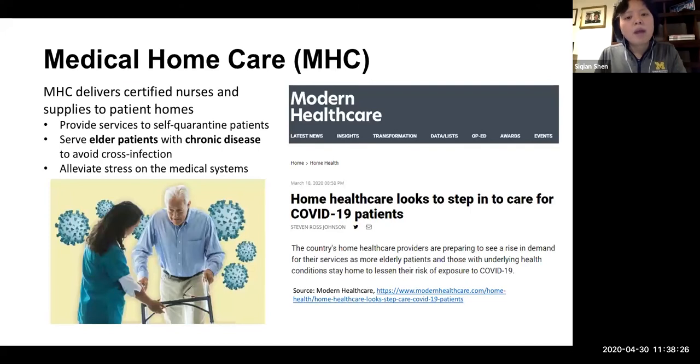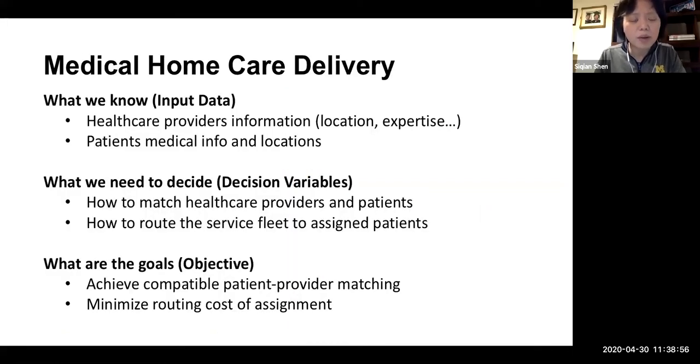All right. Some other things we can think about is for some of the elderly, we may send nurses to their home to treat them rather than having them come to the hospital and get infected, because cross-infection has been observed as a big problem in the early time in Wuhan when the disease first broke out. Many people actually got infected when they waited in the hospital. So then, this medical home care delivery problem can be thought about. The essential idea here is that you have many healthcare providers' information, so where they are, what's their expertise, what kind of patient they can cover. You also have the location of the patients.